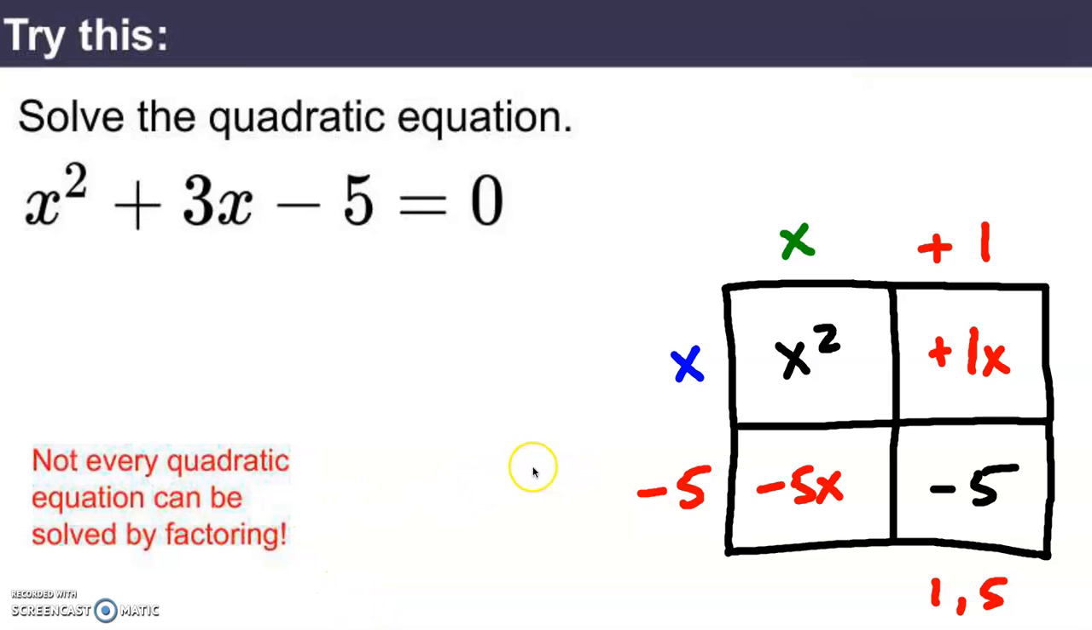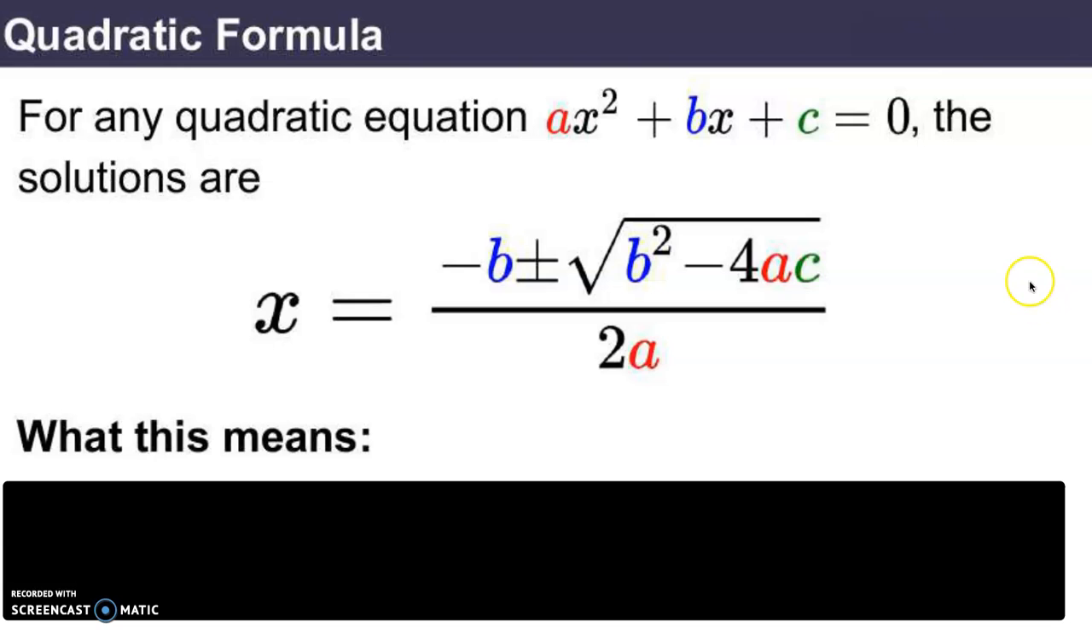Not every quadratic equation can be solved by factoring, simply because not every trinomial that you pick is factorable. So we're going to have to find another method that works for some. And here is that other method. It's called the quadratic formula.